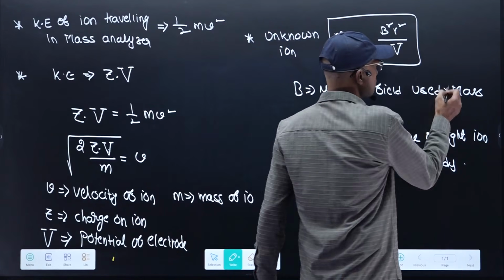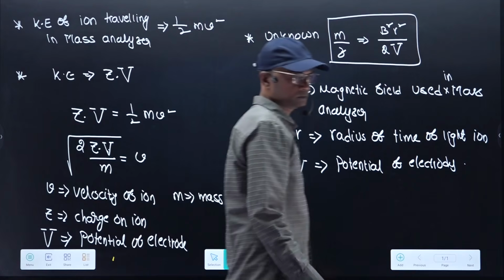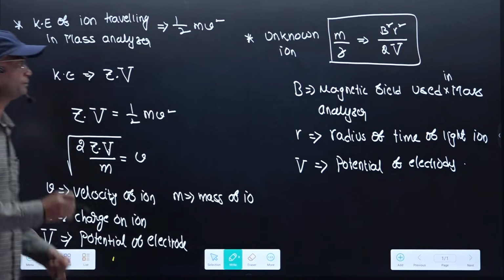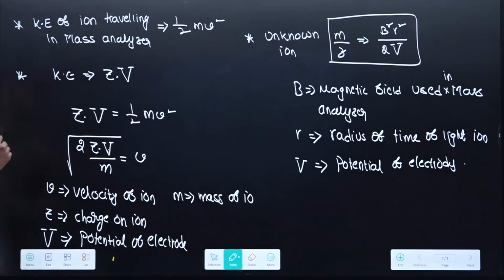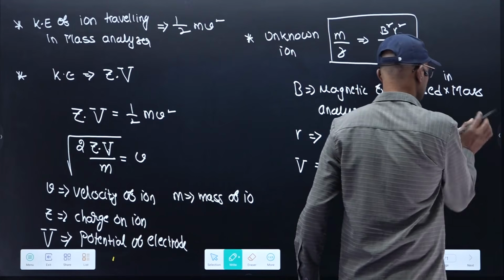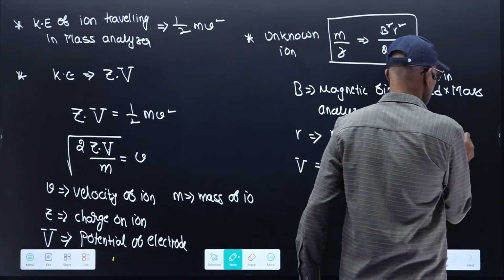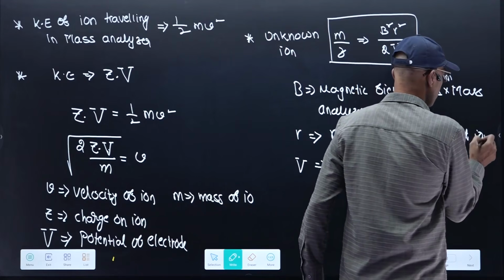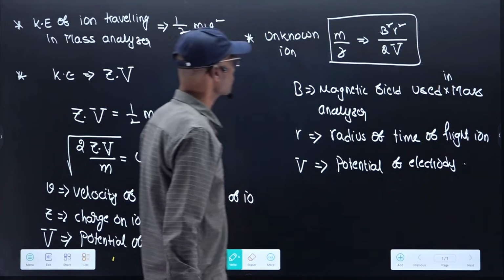Magnetic field used in the mass analyzer. How much magnetic field we are using? Radius of time of flight, and finally potential of electrodes.